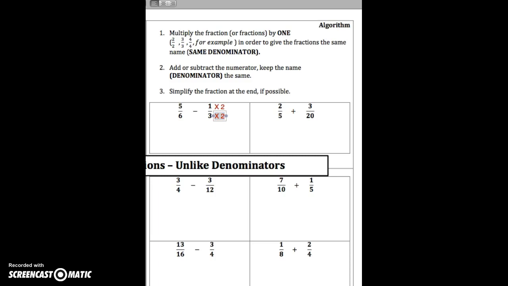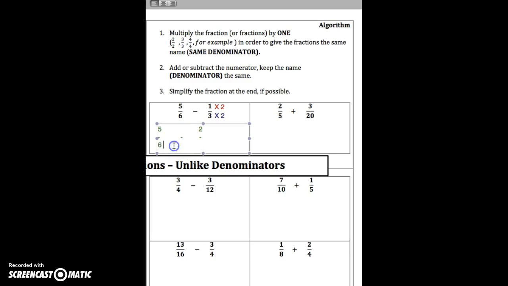So just to match my colors. If I do this, I now have a new question. And I'm just not going to match these colors because that'll get kind of crazy here. So I'm going to do 5 over 6. My first fraction did not change at all. Minus, now this is no longer 1 over 3. We have 1 times 2 is 2 over 6.